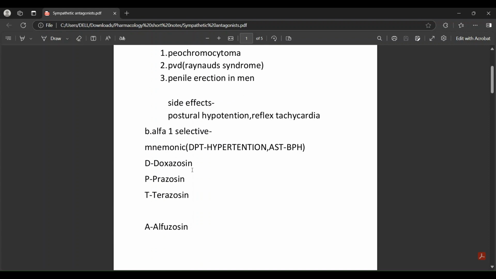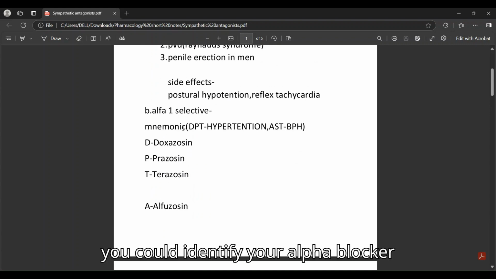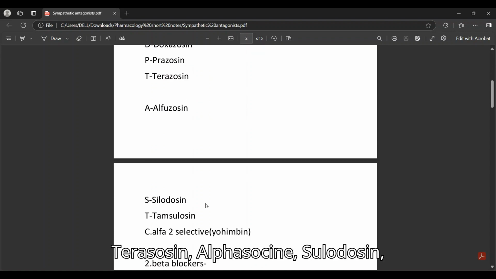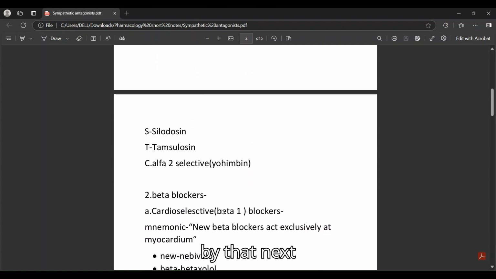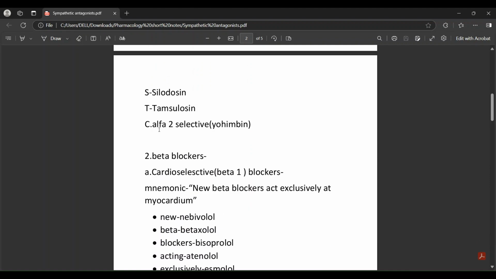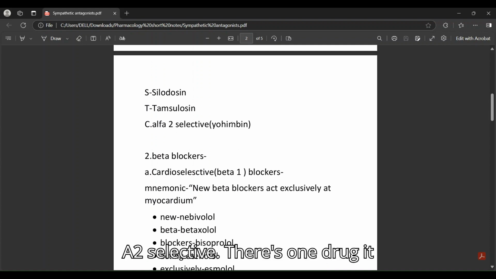So you can identify your alpha 1 selective blocker by the suffix -zosin: doxazosin, prazosin, terazosin, alfuzosin, silodosin, tamsulosin. By that. Next, alpha 2 selective. There's one drug, it is yohimbine.